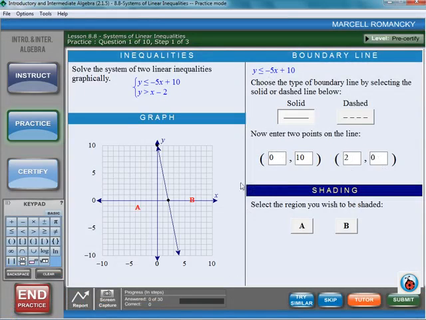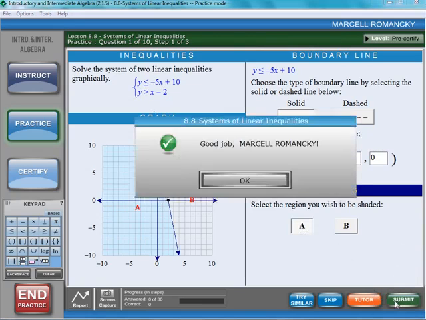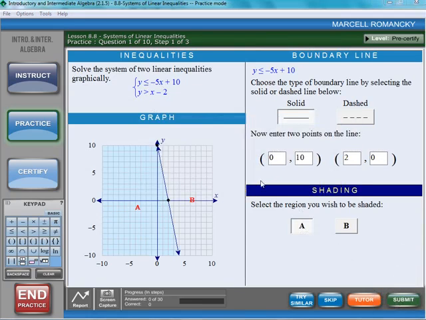What side am I going to shade? Well, I've got a less than or equal to, so I'm going to shade A or B. Which one? Shade A, because I'm going to shade below the line. Now, if I wanted to, I could use my test point as (0, 0). Plug 0 in here and 0 in there. Is 0 less than or equal to 10? That's true, so I know for sure A is right. Hit submit, and it tells me I did a good job. And then it's going to pop up the next one.